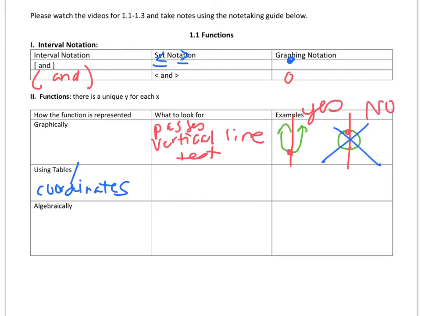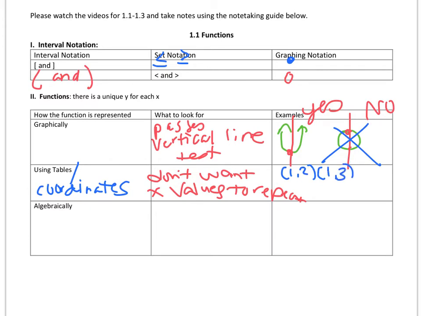If we're looking at coordinates, or tables, we don't want our x values to repeat. So for example, if I have (1, 2), (1, 3), that one has my x coordinates, my 1 here and my 1 here, so that's a no. This is not a function if I have a graph through those points.